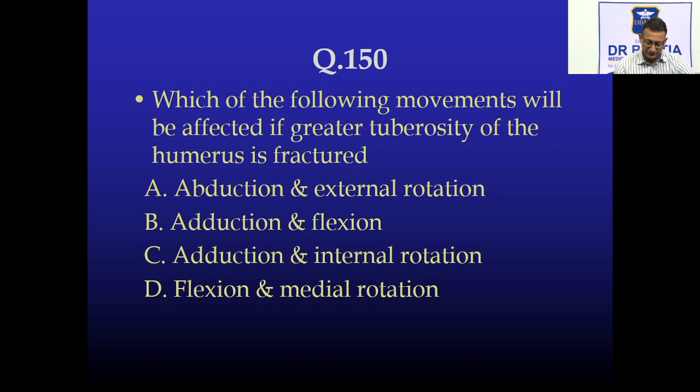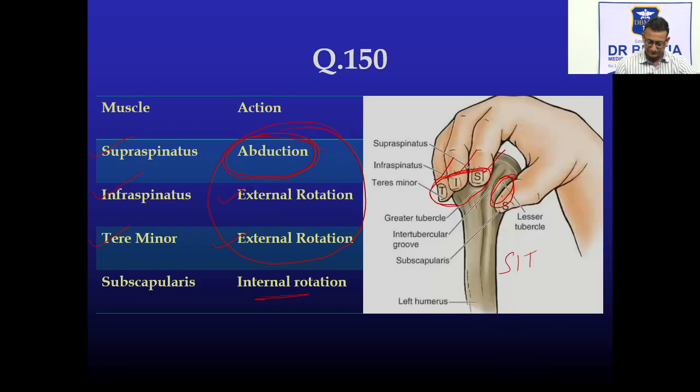So, if we see the answers, answer A says abduction and external rotation will be lost. Yes, we have seen on greater tuberosity are attached supraspinatus, infraspinatus, and teres minor. If that is fractured, these movements will be lost. Adduction will not be lost, flexion will not be lost, only abduction and external rotation will be lost. So, A is the answer to question number 150.